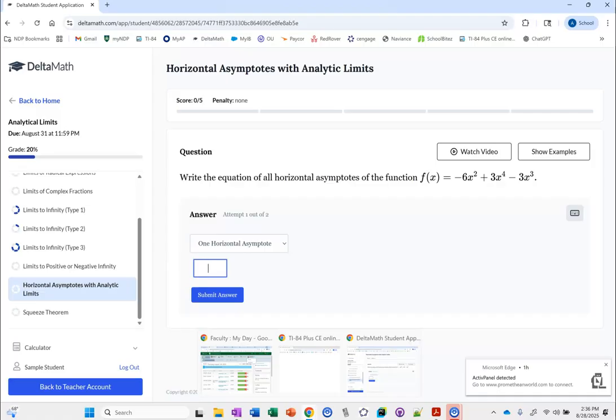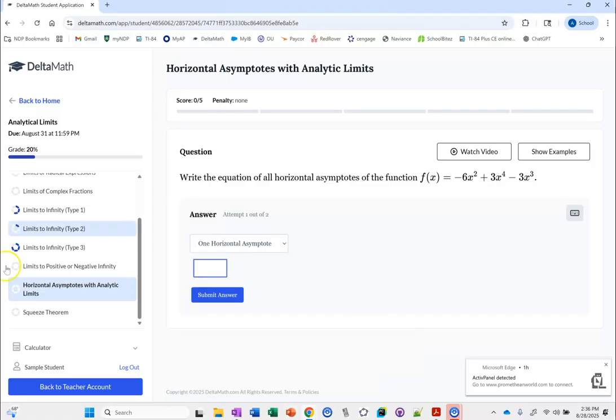Okay. So if I look at this one, for example, I'm just looking at a polynomial, right? Does a polynomial have any horizontal asymptotes? No. I don't even have to do the limit, do I? No. This just has none, and I'm done.